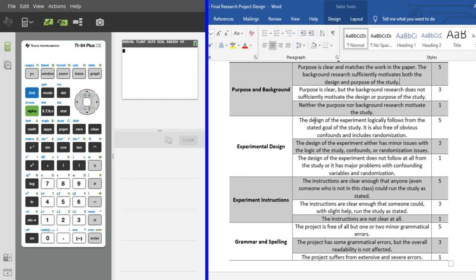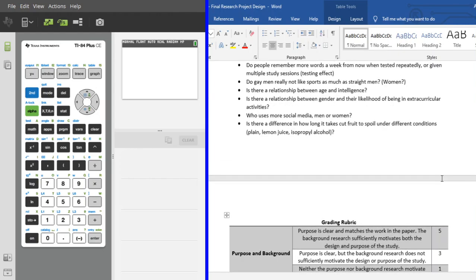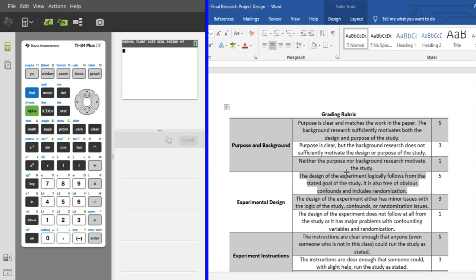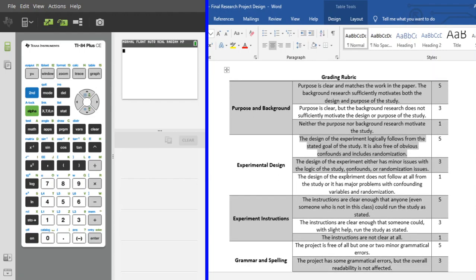And that brings us, of course, to experimental design. Generally speaking, the big thing I'm going to care about is, does the experiment design remotely deal with measuring something? So a specific example, let's say we were going with who uses social media, men or women. If you designed an experiment that checked to see if it was a man or a woman, and then counted the number of tweets that they did per week on average, this would make sense. I would be okay with this.